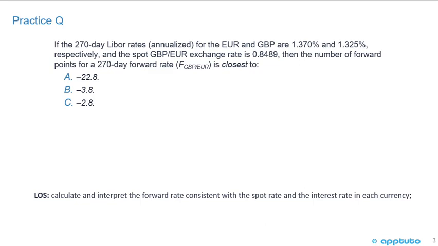If the 270-day LIBOR rates annualized for the euro and Great Britain pound are 1.37% and 1.325% respectively, and the spot rate, Great Britain pound to the euro exchange rate, is 0.8489, then the number of forward points for a 270-day forward, and they're giving to you here F GBP to the euro, is closest to A, negative 22.8, B, negative 3.8, or C, negative 2.8.